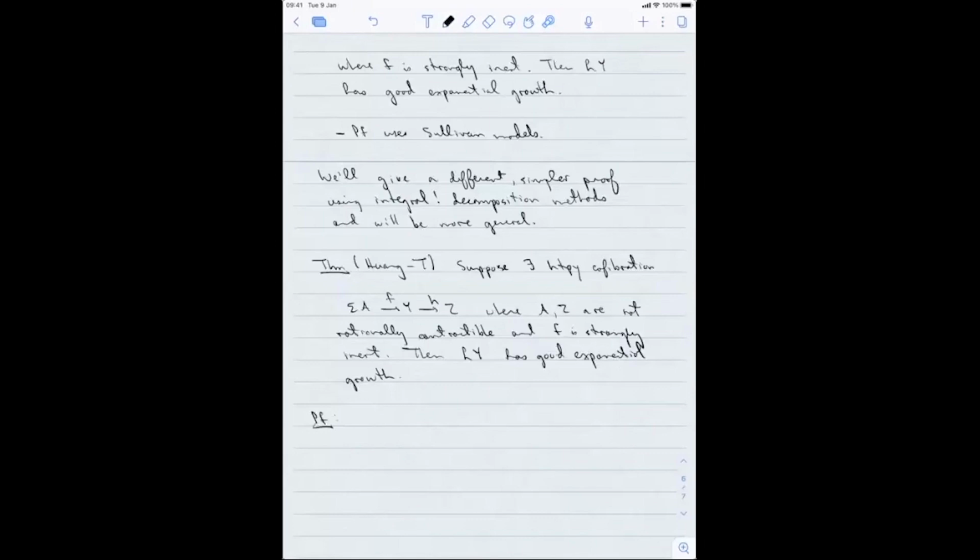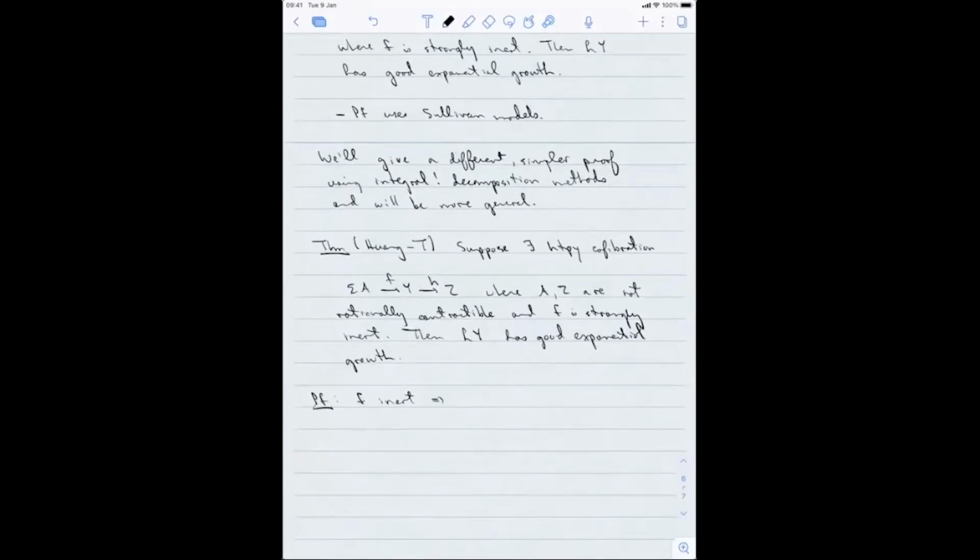So F is inert, which means by definition, loop H has a right homotopy inverse.